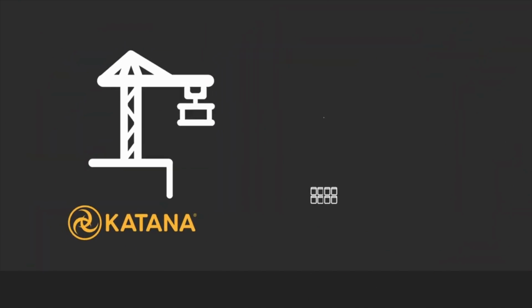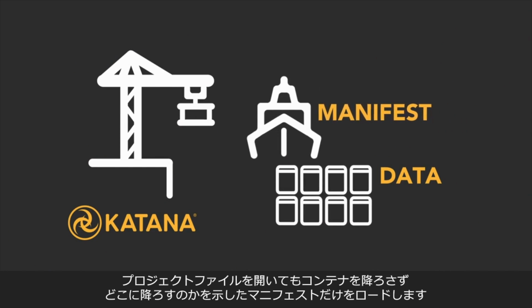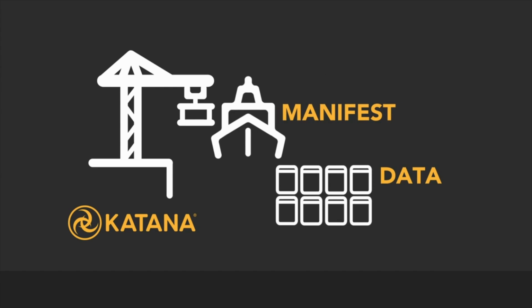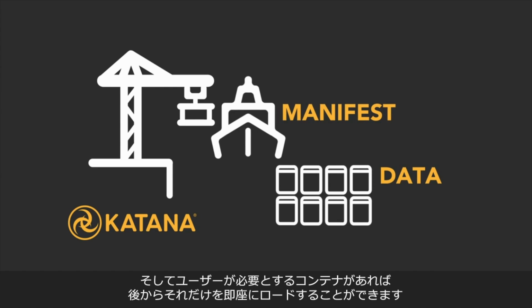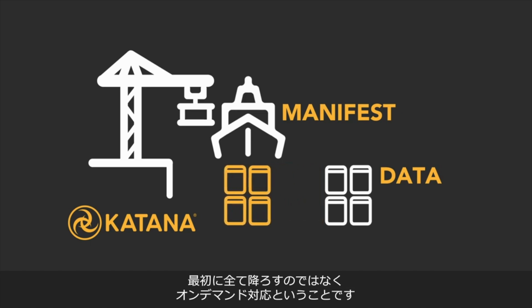call deferred loading. Katana does not offload any containers when the application starts, only the manifest, or a lightweight file that shows where the data is stored in the harbor. This way, whenever the user wants to modify a piece of data, Katana can look at which ship/container the data is on and load just that container. This allows Katana to load at near instantaneous speeds, as the user will not have to wait for all of the containers to be offloaded on startup, but rather on demand.